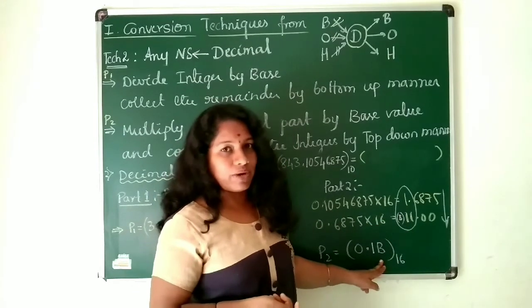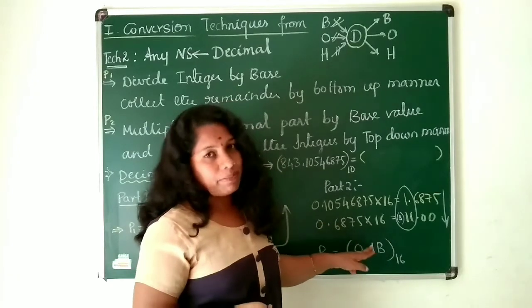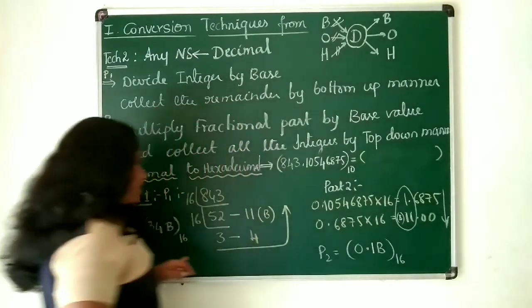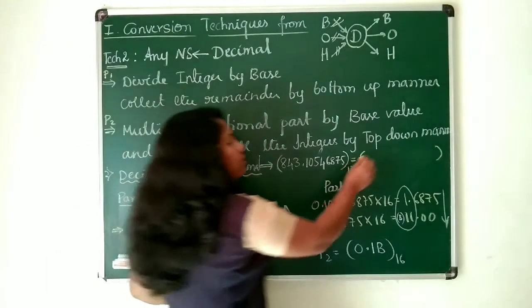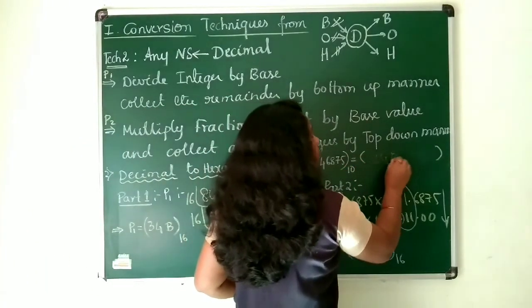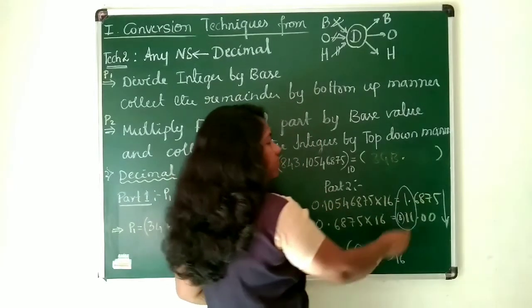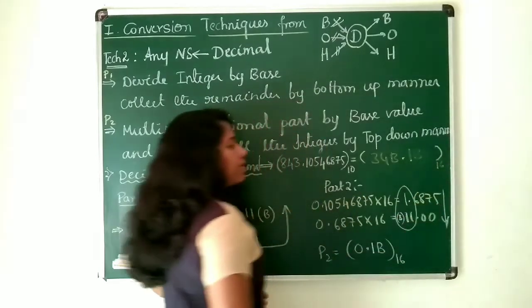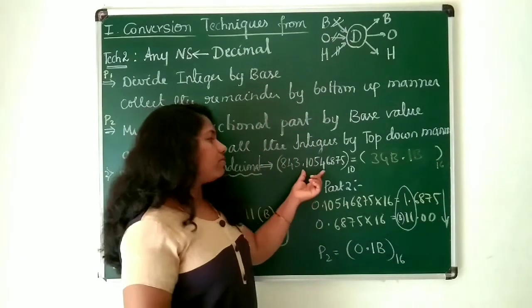Now combine part 1 and part 2 answers to get the hexadecimal value. The part 1 answer is 34B. 34B point, the fractional conversion value is 1B. So this is your hexadecimal value, which is equivalent to the decimal value represented here.